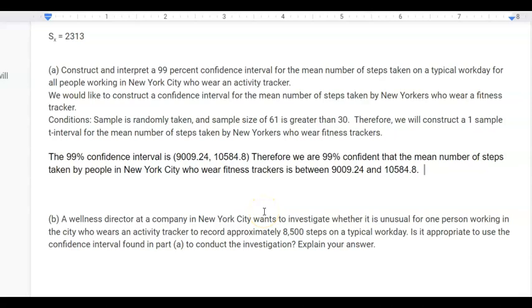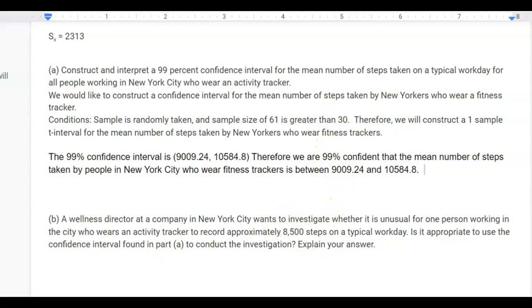Oftentimes, the AP test will throw one of these in just to make sure you're paying attention to the small details. A wellness director at a company in New York City wants to investigate whether or not it is unusual for one person working in the city who wears an activity tracker to record approximately 8,500 steps on a typical workday. Is it appropriate to use the interval found in Part A to conduct this investigation? Explain. At first glance, you would say, well, yes, it's appropriate, and it is weird. He's clearly below the interval.